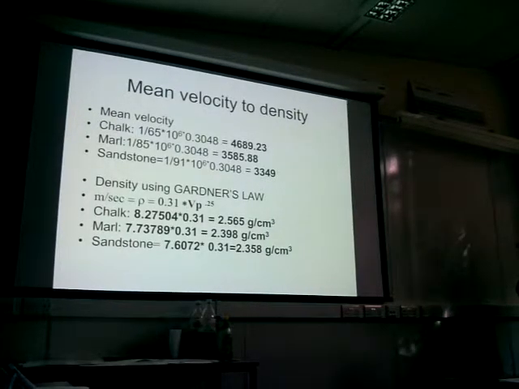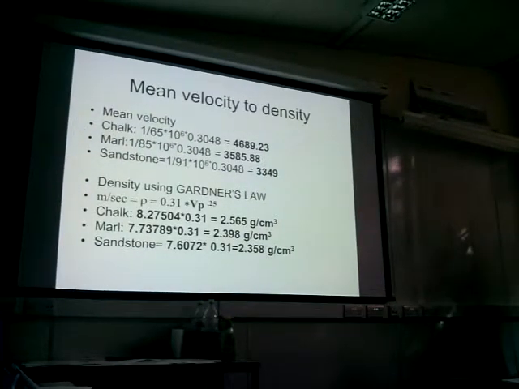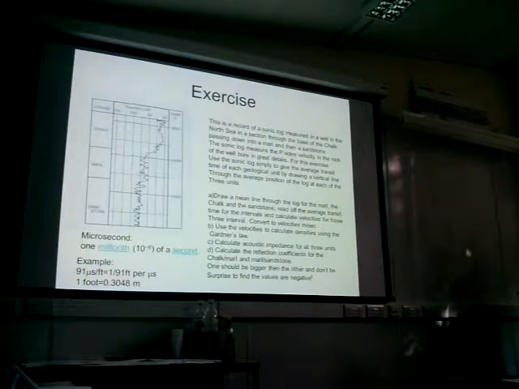So for the chalk I got 4,689.23, for the marl 3,585.88, and for the sandstone 3,349. Okay? Is this clear? Now what I've done is transform the microseconds over feet into meters per second. I rewrote basically the slowness in terms of velocity. Is that fine? Good.